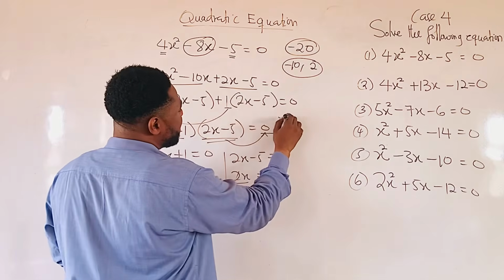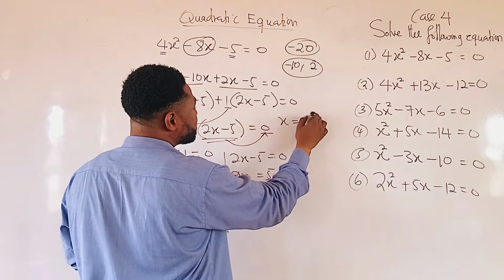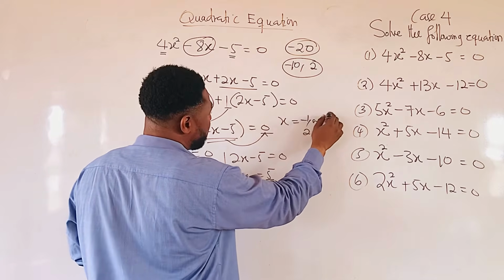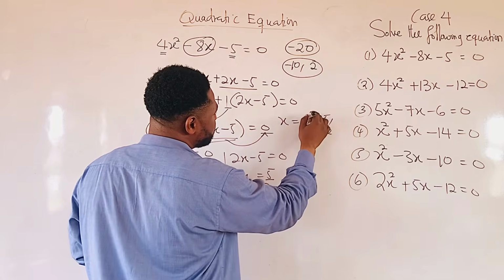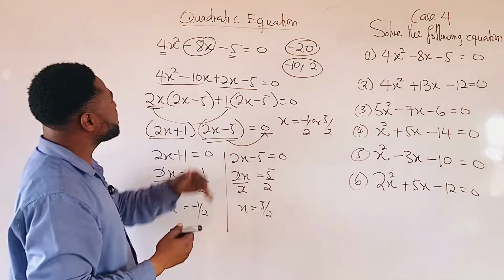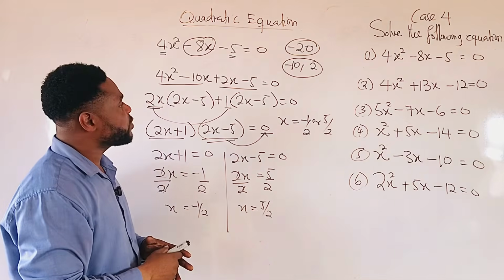Therefore, we can conclude by saying that x equal to minus 1 over 2 or 5 over 2, as we can see. So this is how we can solve this equation.